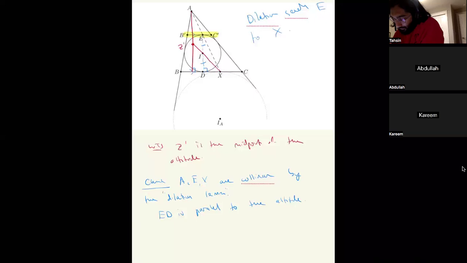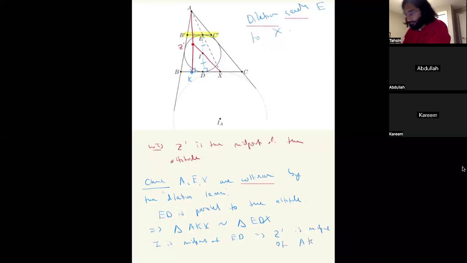And so actually, it tells us what? So we have, let's call this guy, I don't know, what should I call the foot of the altitude? Maybe I'll call it K or something. So we have these two together gives us triangle AKX is similar to triangle EDX. And then since I is the midpoint of ED, it shows Z prime is the midpoint of AK. Does it make sense?